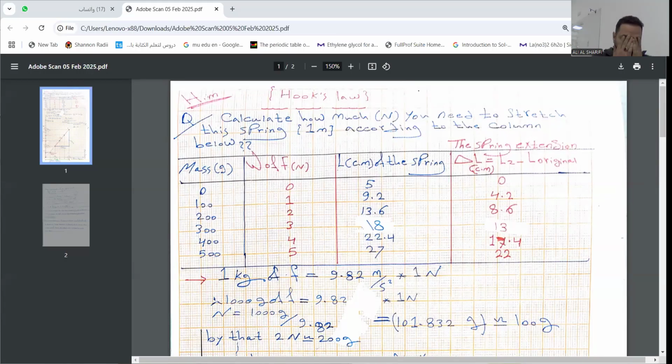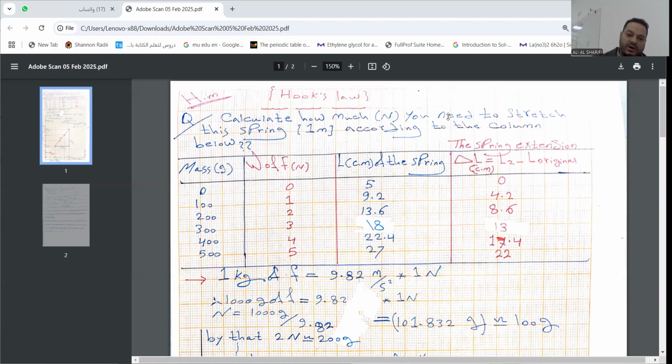Guys, today I will teach you how we can solve the unsolved homework. I'm talking about Hooke's law. Your question will be like this, for example: calculate the K force constant of this spring according to the table below, or calculate how many newtons you need to stretch it 1 centimeter, or 1 meter, 50 centimeters, I don't know. It can seem like that, okay?